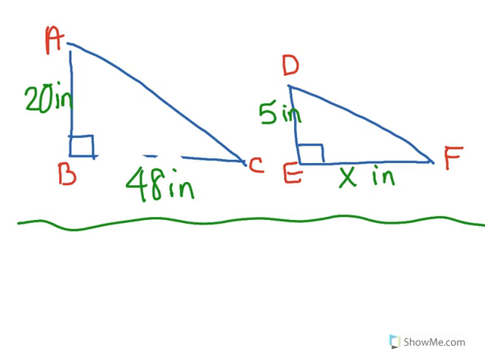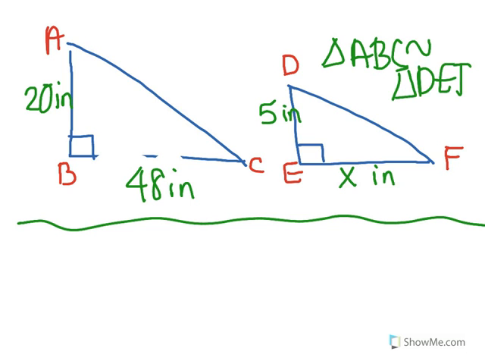And so first of all, to tell you that these are two similar triangles, I would say that triangle ABC is similar to triangle DEF. Now, we can use this information to find some missing sides. Remember, in similar triangles, the angles are the same. So if this angle here is equal to 60 degrees, then this angle here would also be equal to 60 degrees.